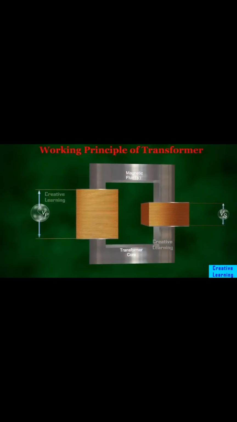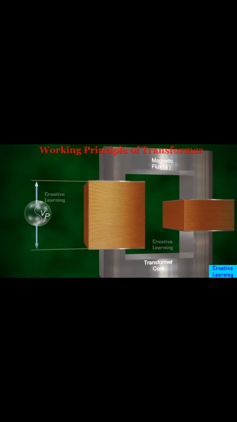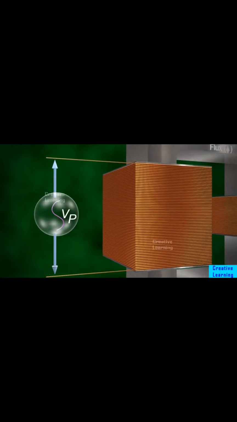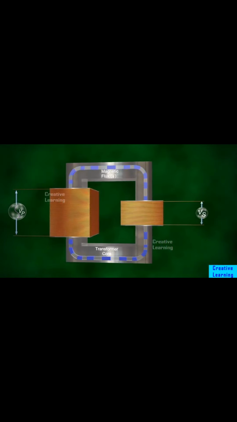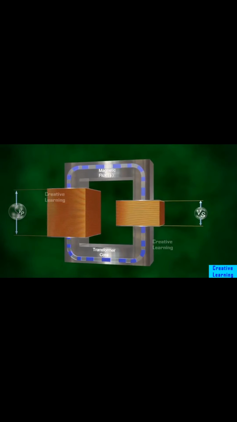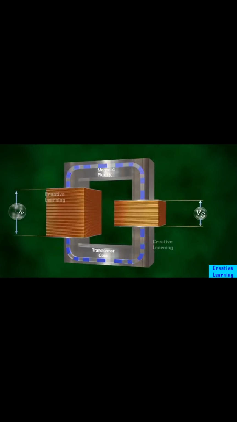Working principle of transformer. When an alternating voltage source Vp is applied to the primary coil, the resulting current produces an alternating magnetic flux which links the secondary coil and induces an EMF in it. So, transformer works on the principle of mutual induction of two coils. Types of transformer.